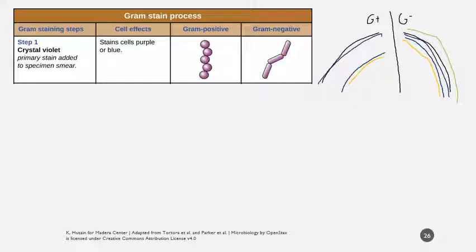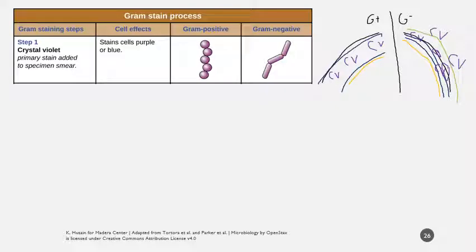So the first step here is to add crystal violet. That crystal violet is the primary stain. It's going to really get into that thick mesh of the gram-positive, and it's going to stain the cells a very dark purple color, almost black. With the gram-negative, there might be some that gets into that wall, but remember there's an outer membrane here that might stop a lot of it. And even if it does get into that peptidoglycan cell wall, the pores are so open that it's just going to fall right back out.